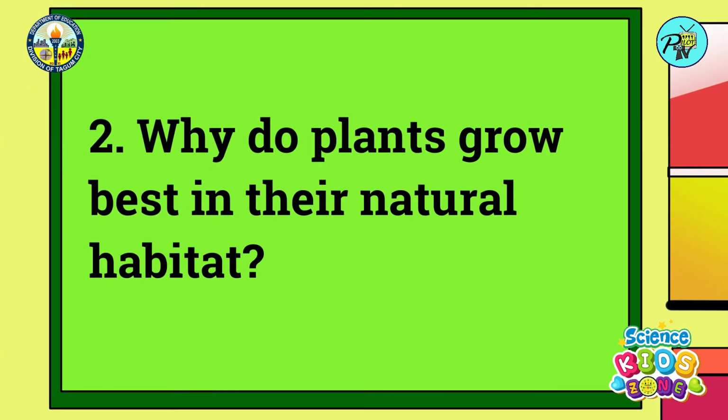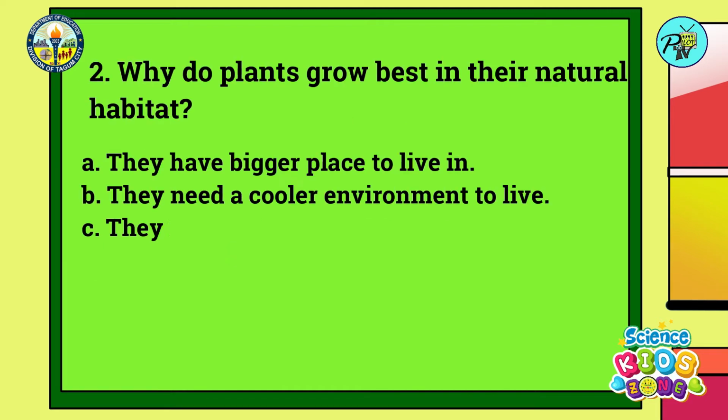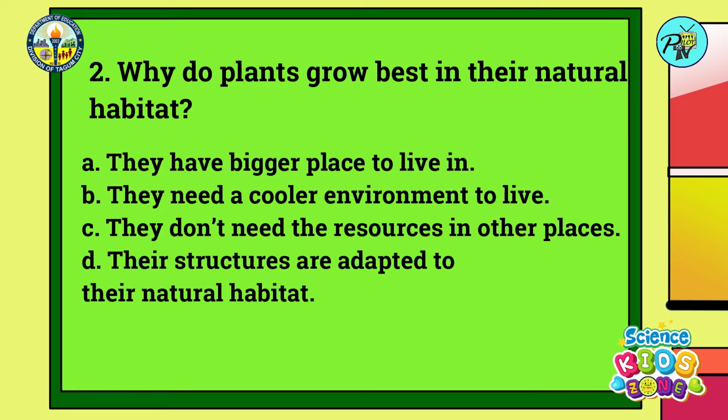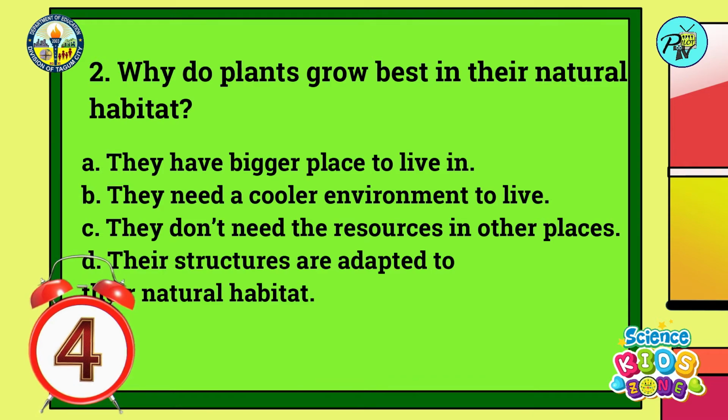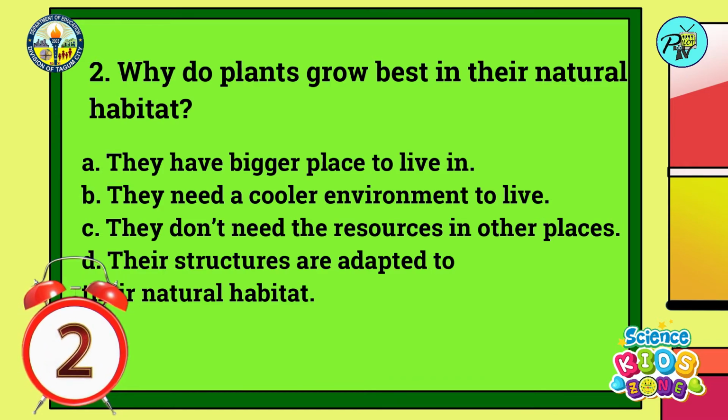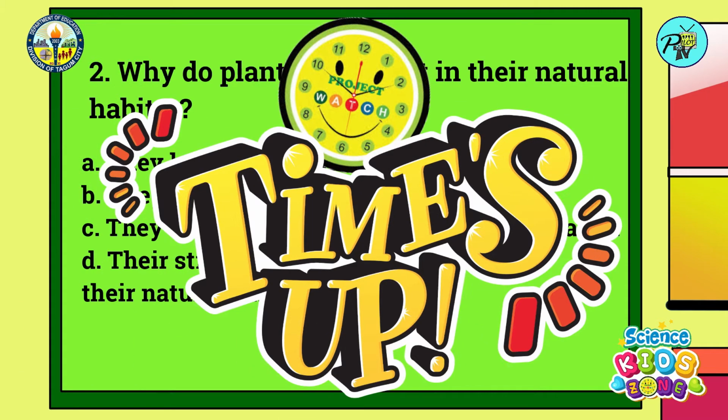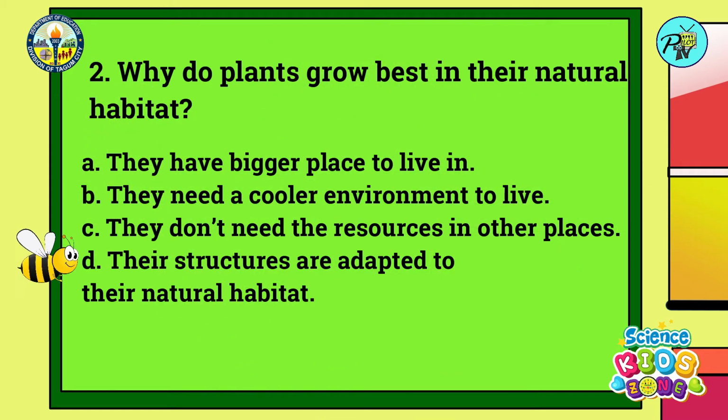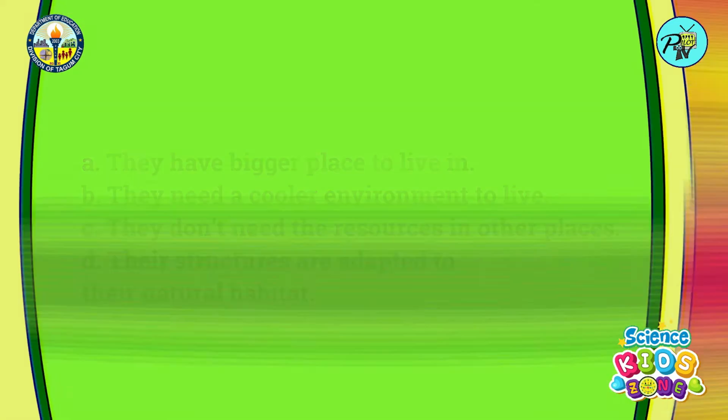Next question. Why do plants grow best in their natural habitat? A. They have bigger place to live in. B. They need a cooler environment to live. C. They don't need the resources in other places. Or D. Their structures are adapted to their natural habitat. What is your answer? If your answer is D, you got it right.